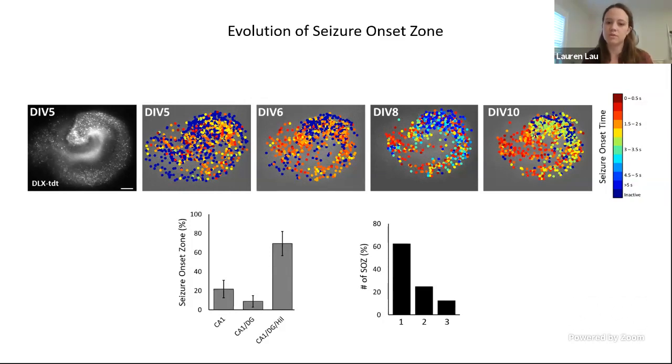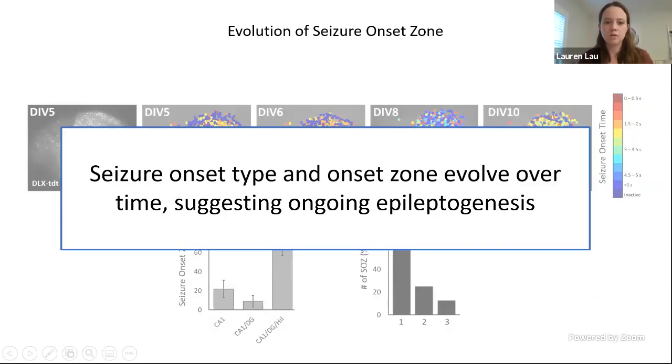So low amplitude fast sentinel spike, they always would begin within the same slice from the same regions. And you see that few of our slices had two or even three different types of seizure onset zones. So the first conclusion from this is that using these long-term recordings, it became obvious that there's an evolution in both onset type and the regional onset zones.